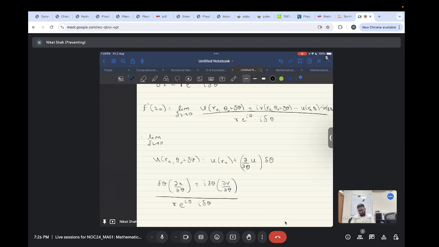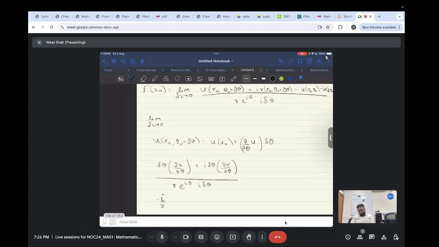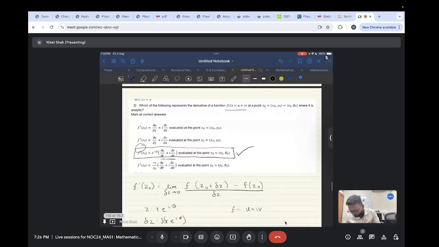So it is equal to minus i by z, del u by del theta plus i del v by del theta. That's your final answer, f prime of z0. What's the option? Minus i by z0 del u by del theta plus i del v by del theta. So even this one's correct. This is exactly what we end up getting, so even the second option is correct.